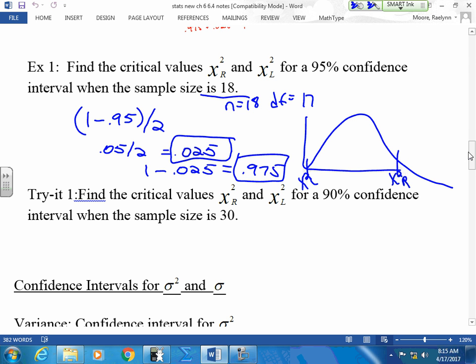Now, when you go to your chart, pull out 17, go to 17, pull out the 0.025 and the 0.975. And just write them down for a second. Pull out your 17, go to 0.975. What do you get? Okay. Go to 0.025. Notice as you get smaller in there, you get bigger numbers.